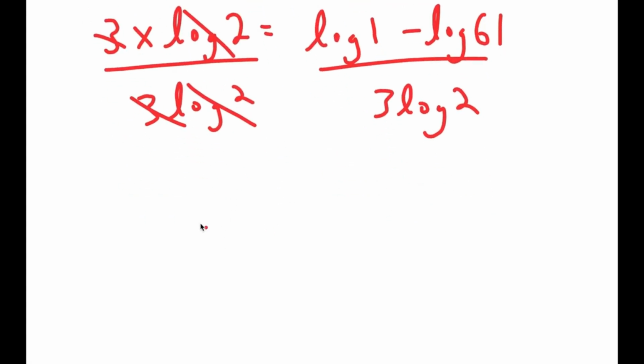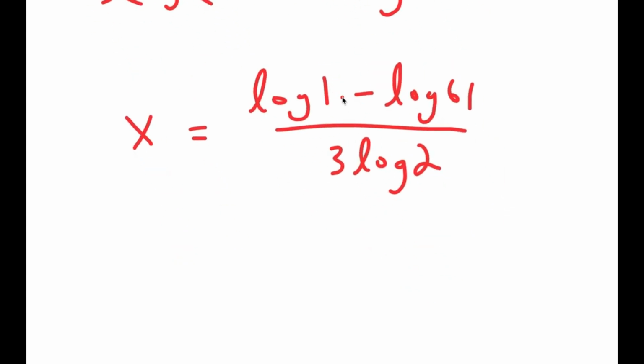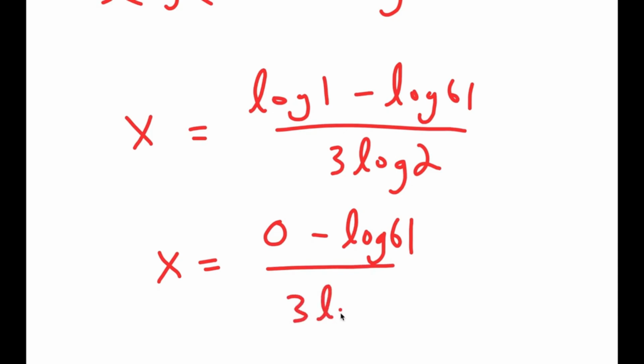So these two cancel out, and I get x is equal to log of 1 minus log of 61 over 3 times log 2. Now, if you already know, log of 1 is equal to 0. So I get x is equal to 0 minus log 61 over 3 times log 2.